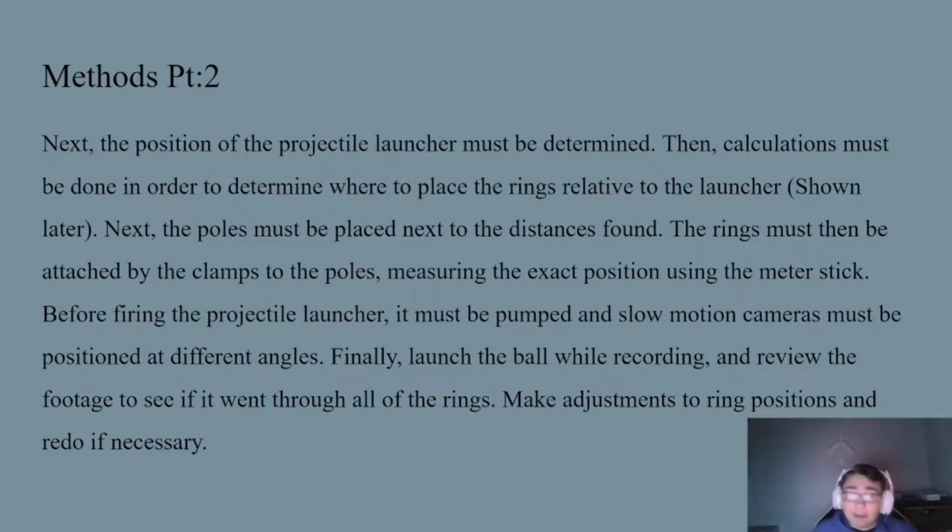Then we need to show calculations in order to determine where to place the rings relative to the launcher. So if we have a launcher here, we need to do calculations. We first need to determine a distance that we want, and they all cannot be equidistant to each other. So you determine a distance you want, and you set it to that distance, so like 1.6 meters, 0.3 meters.